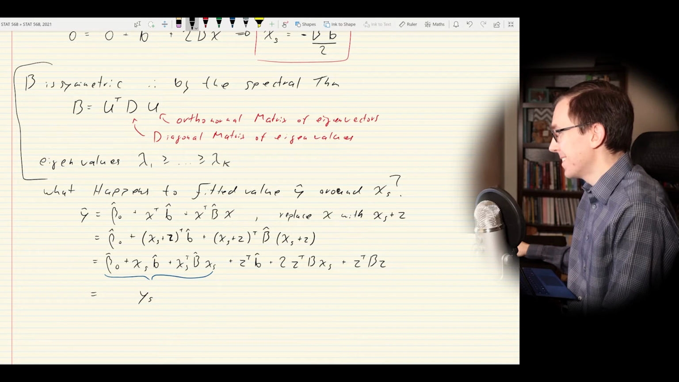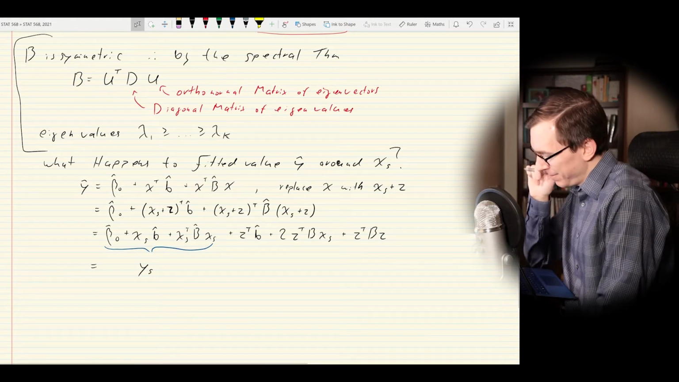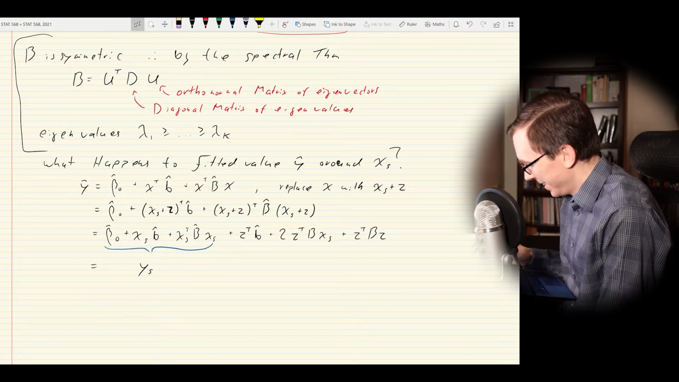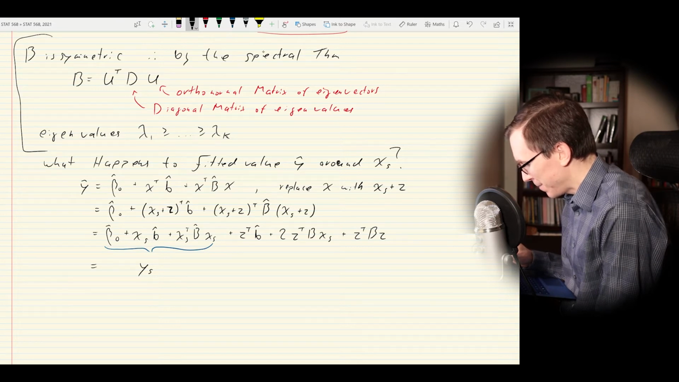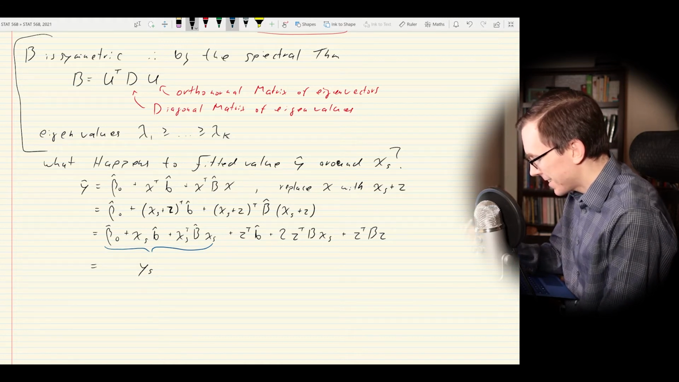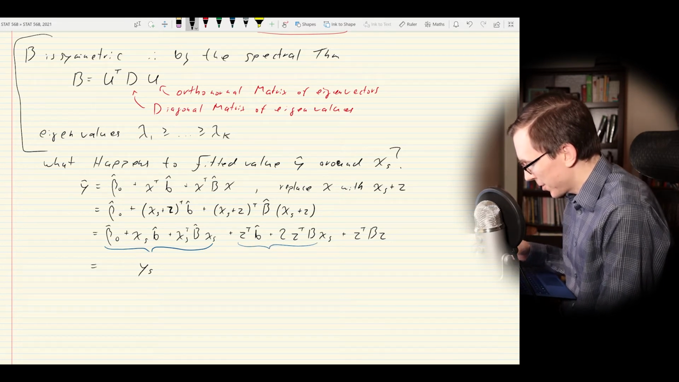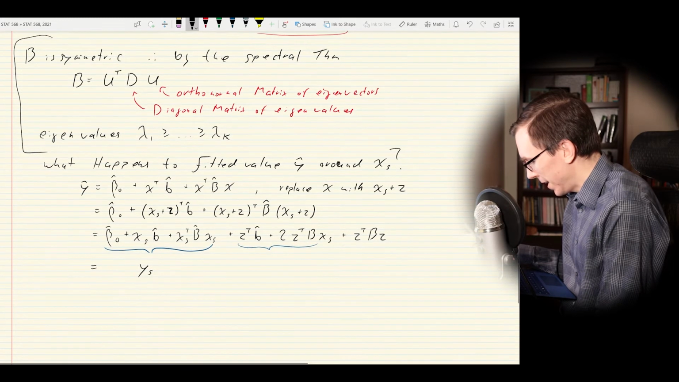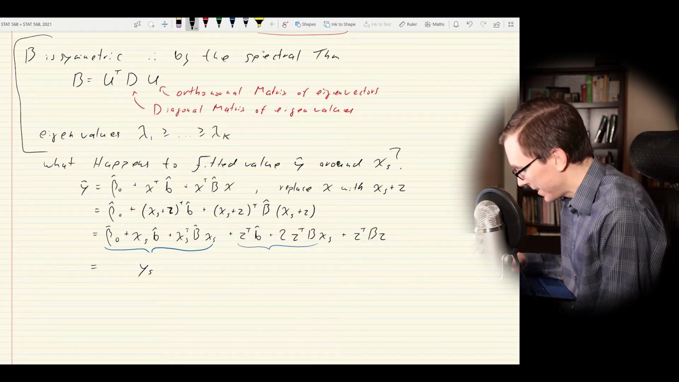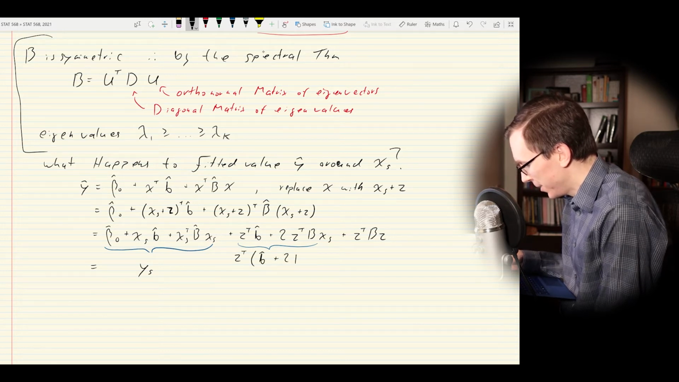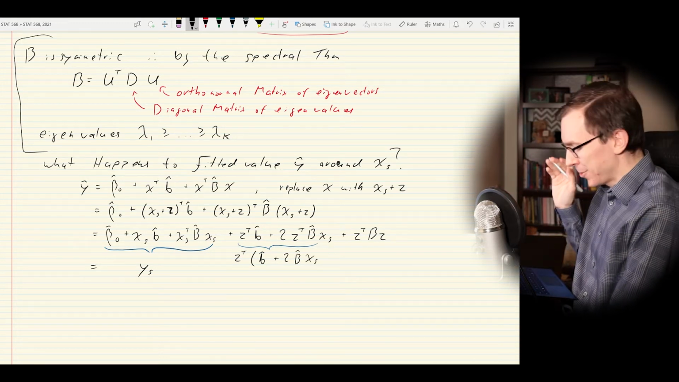Okay, so what happens to the rest of this stuff? Well, this is actually quite interesting. We have something here that looks like z transpose b hat plus 2 z transpose B xs. So let's look at this a little closer. If I factor out the z transpose, this is going to be z transpose times b hat plus 2 B xs. I keep forgetting to put hats everywhere, but there should be hats on all the B's.